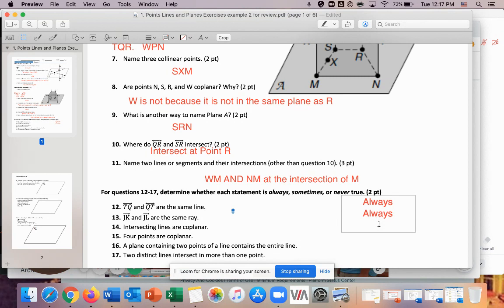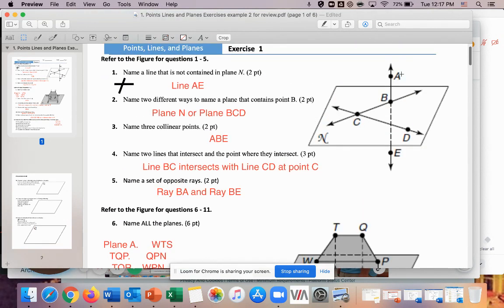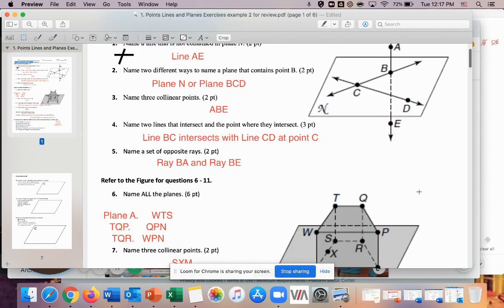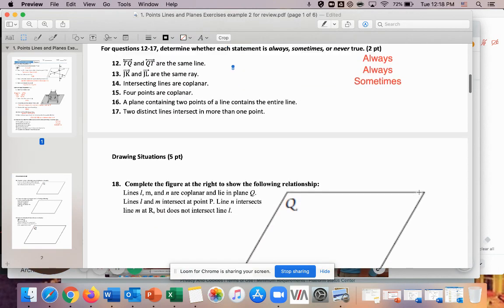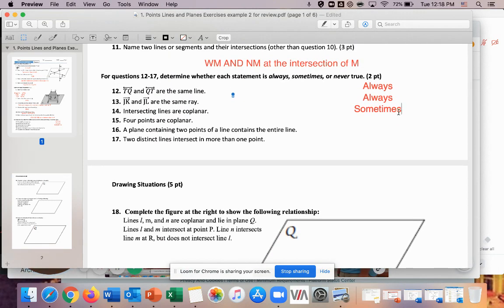Okay. Intersecting lines are coplanar. That is always true. Actually, that is not. Sometimes. Yeah. Because to prove that, you could just go up here and see that AE intersects with line BC, but they are not coplanar. I guess you could argue that they are kind of coplanar at the same time if there was another plane. I mean, it's kind of a tricky question. I'd probably give you credit for that no matter what.